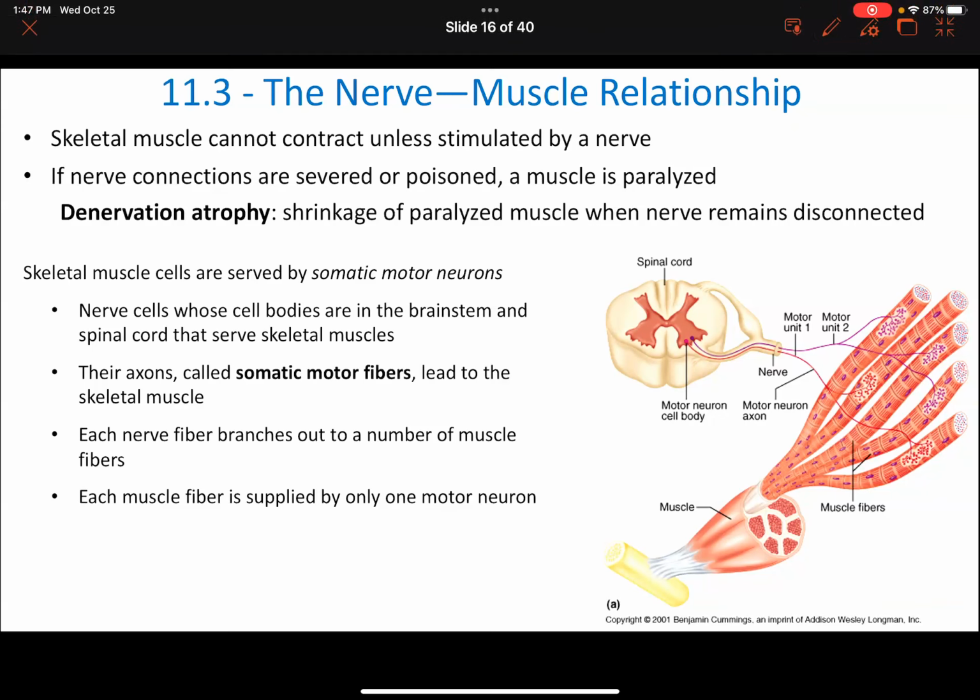And we can see that here in this schematic. You've got motor unit 2 here that branches out, and it's going to service in this schematic 3 different muscle fibers. But each one of those muscle fibers will only receive input from one motor neuron. This is an important concept to remember. A motor unit is what we refer to as the motor neuron and the muscle fibers that it innervates. And this is how we can see which muscle fibers are innervated by which motor neurons.